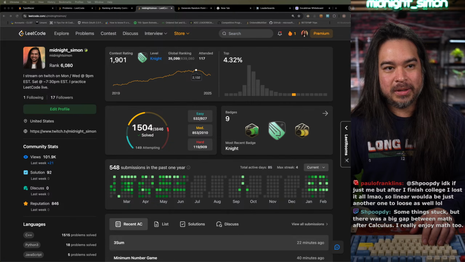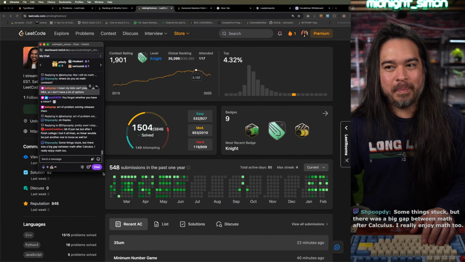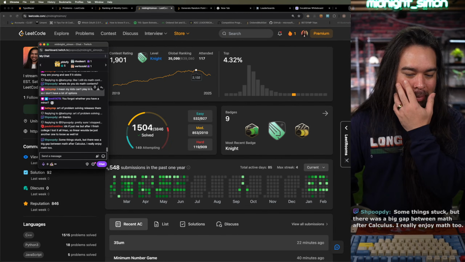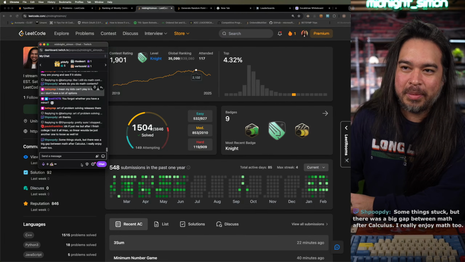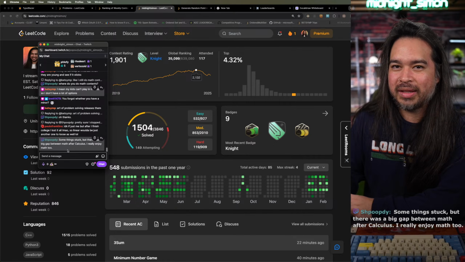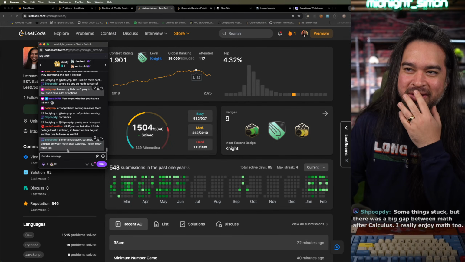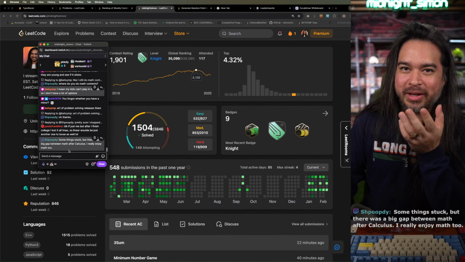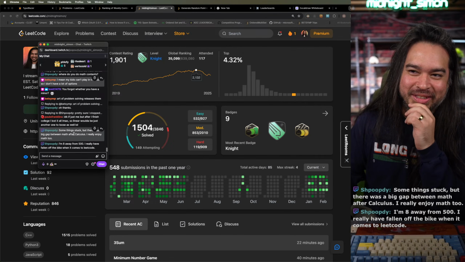Something stuck, but there was a big gap between math after calculus. I really enjoy math too. I think math was very fun while I was studying it, like in school, but I don't think I remember much. I remember enjoying math class, and I remember being somewhat okay. I got good grades in math, especially on the math tests. Maybe I didn't do my homework, but I would do okay on the math test.